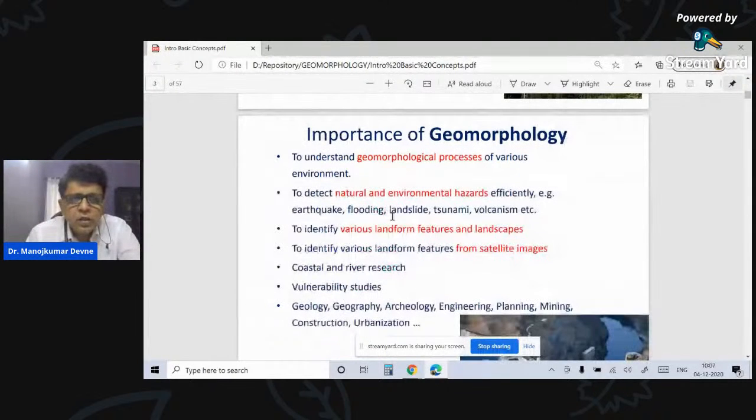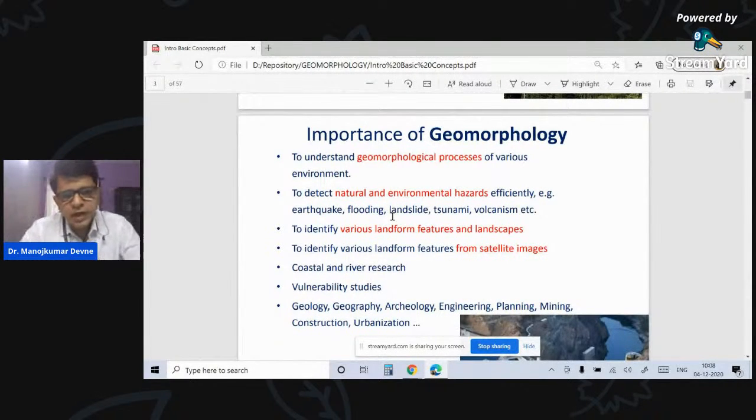So we understand the geomorphic processes of various environments. The detection of natural and environmental hazards, in the sense of earthquakes, flooding, landslides, tsunamis, volcanoes. How are we going to detect them is something that we need to study in geomorphology as well. Then to identify various landforms from satellite images.